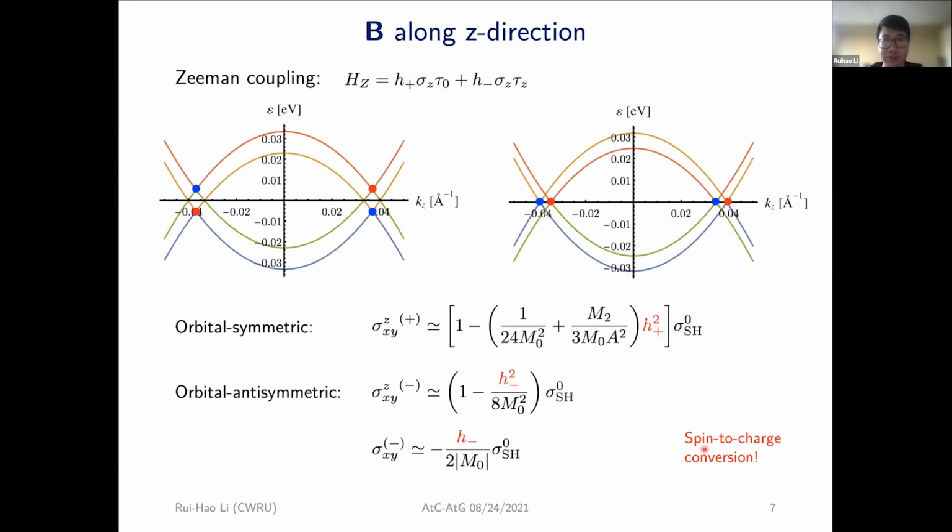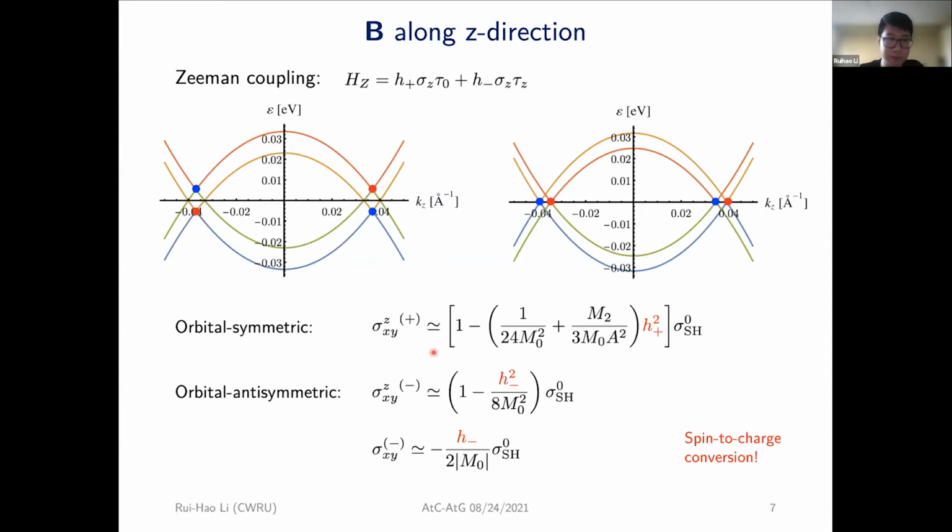Remember, in this case, there's no spin mixing. And the Zeeman coupling can be written as a sum of an orbital symmetric and an orbital antisymmetric term. It turns out that they do something different. The orbital symmetric term will actually split each Dirac point into 2 Weyl points of different energies without changing their momentum. And the orbital antisymmetric term will shift the Weyl point positions along the kz axis, but they all sit at 0 energy.